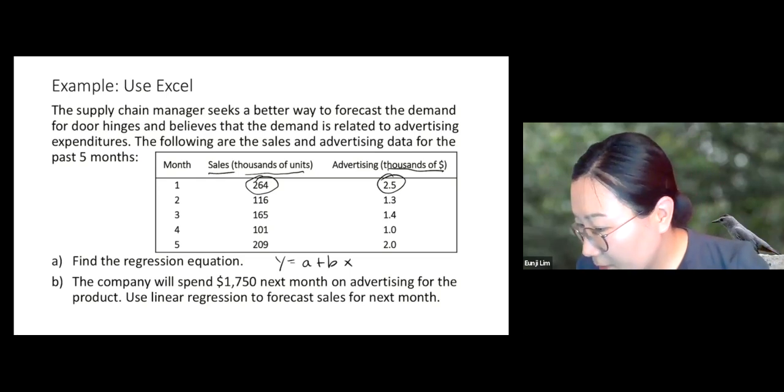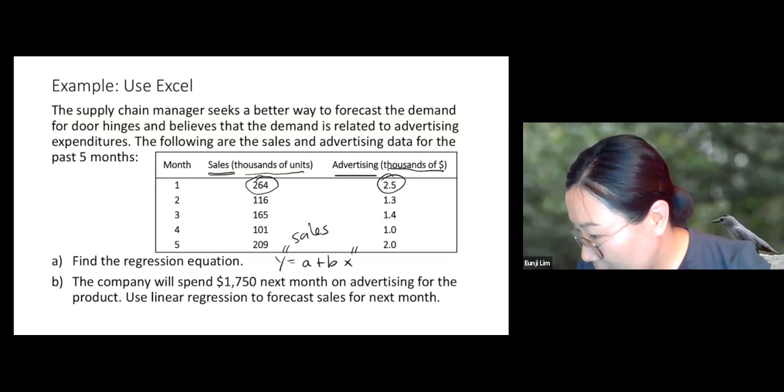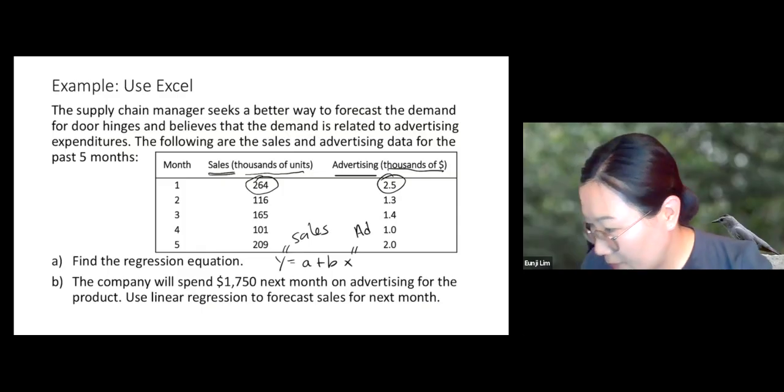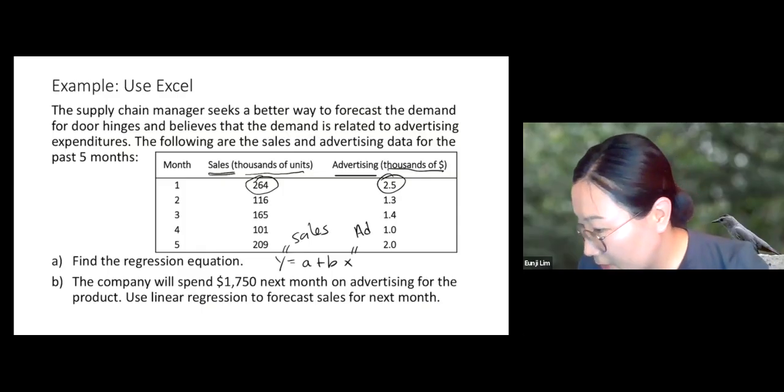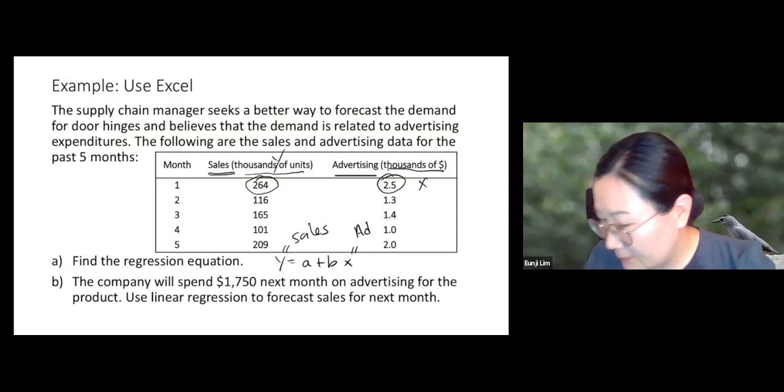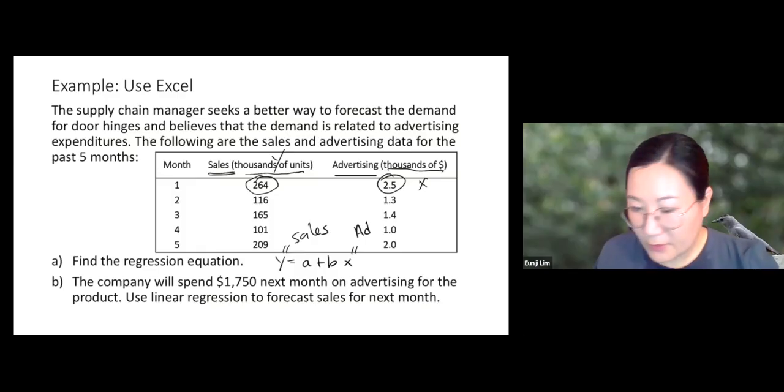Do the sales depend on the advertising expenditure? Yes, right? So Y equals the sales and X equals the advertising expenditure. Right? This is Y, this is X. To find the regression equation, so let's use Excel.